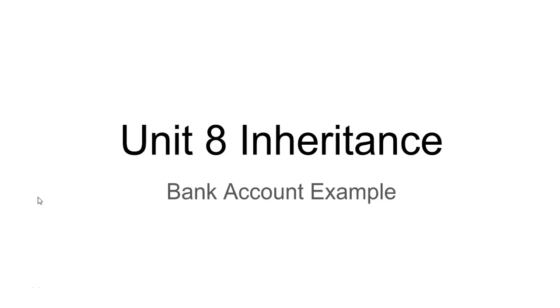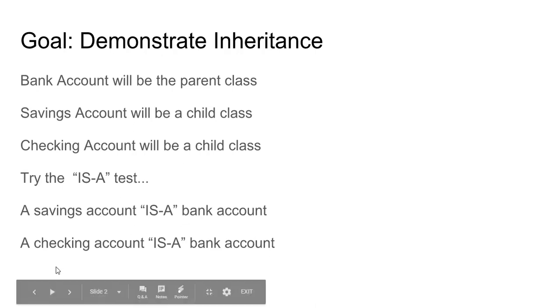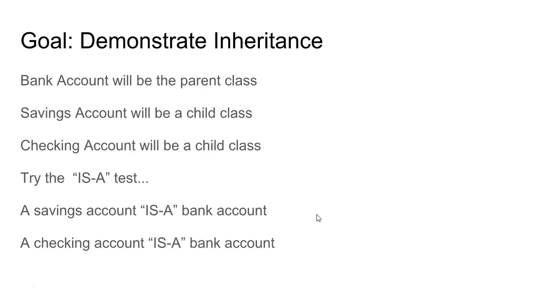Hello, we're going to be taking a look at an inheritance example for Unit 8 in our AP Java, and this one's going to include a bank account. The first thing that we are going to do is think about the inheritance. So bank account is going to become my parent class, and then savings account and checking account are going to become child classes. It's always a good idea to try the ISA test to make sure that our hierarchy makes sense. If I try it, a savings account is a bank account, a checking account is a bank account. That makes sense for our hierarchy.